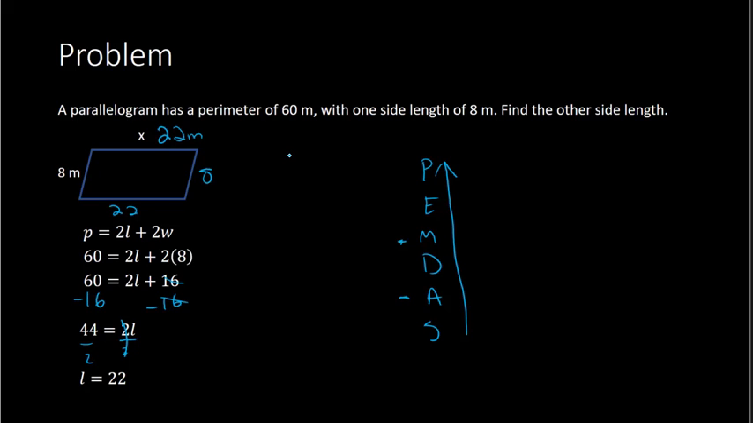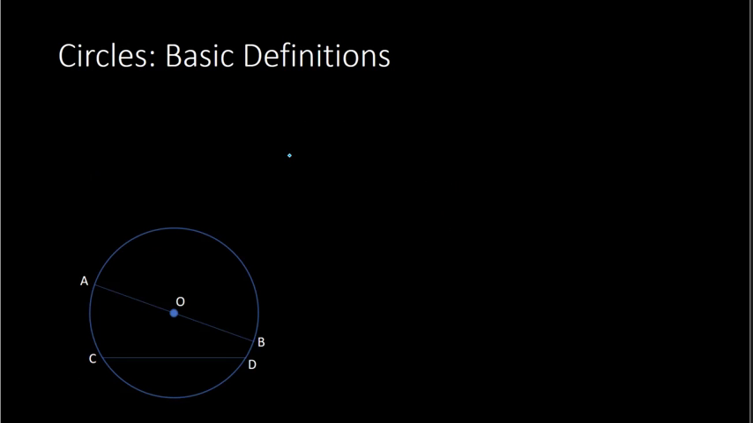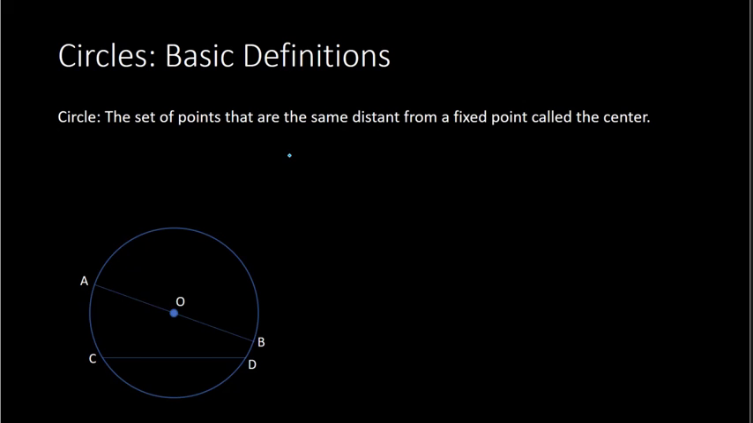So now we've dealt with polygons. Next we're going to work with circles. Now with circles, there are a few definitions that we need to be aware of. First is the term circle. Alright, I think most people know what a circle looks like, but the definition is a set of points that are all the same distance from a fixed point called the center.